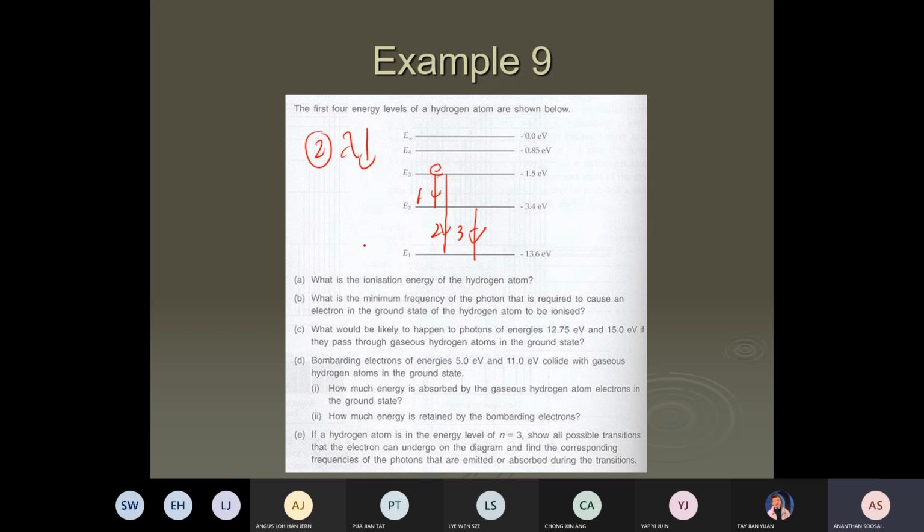Which has the longest wavelength? 1. 1 has the longest wavelength. Energy is h c over lambda, so energy is inversely proportional to wavelength. So less energy will lead to the greatest wavelength.